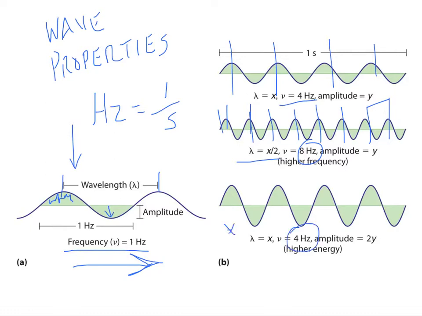So this is just a good chance to compare different wavelengths and frequencies and see what the wavelength change means to the frequency. If the waves are traveling at the same speed, shorter wavelength means higher frequency. If the waves are traveling at the same speed, higher amplitude doesn't change the wavelength or frequency, it changes the height of the wave or the energy that it has.